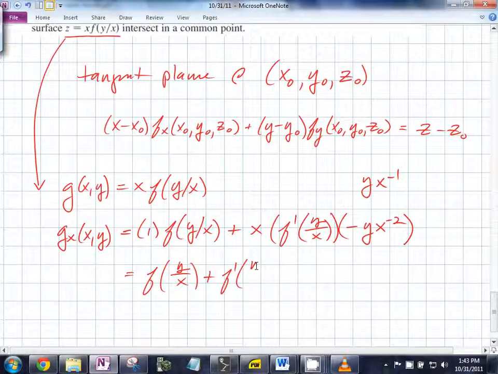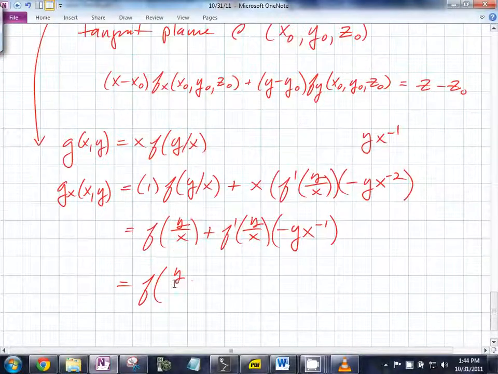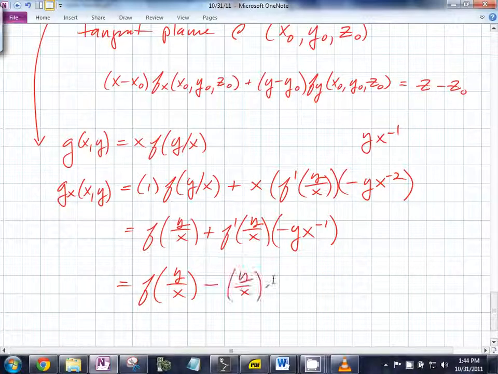Make that y over x. Minus y over x times f prime of y over x. Okay, I'm okay with that, so we know that xy is equal to that. Do me a favor, find gy for me. Do that right now. Find gy. Just write it down.